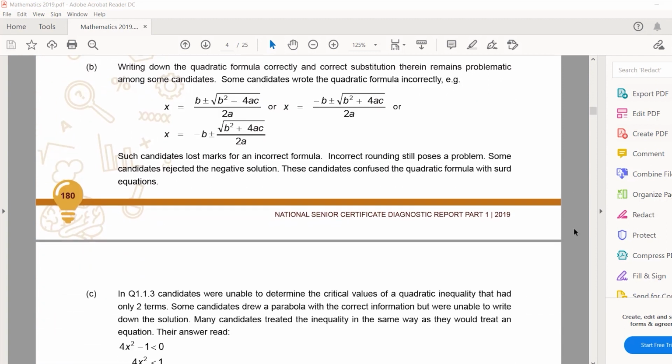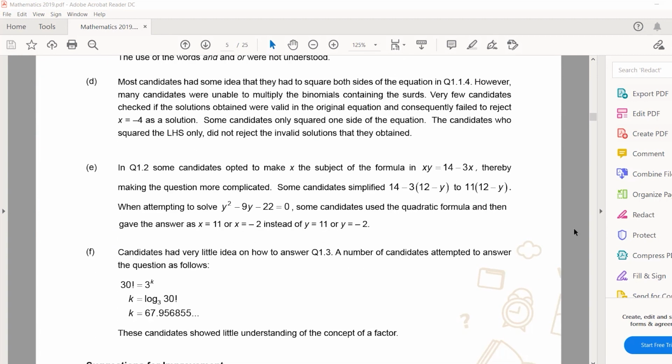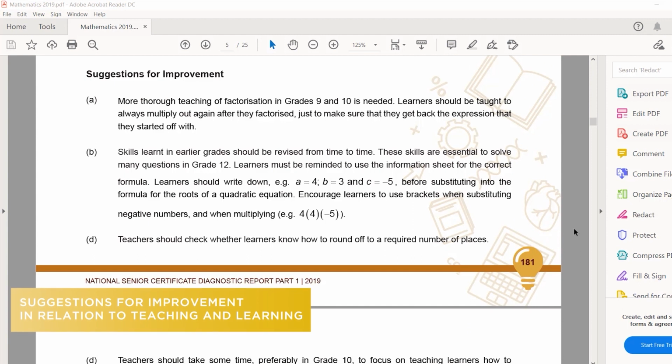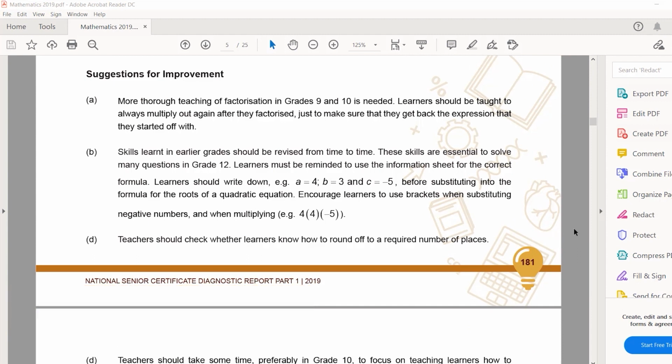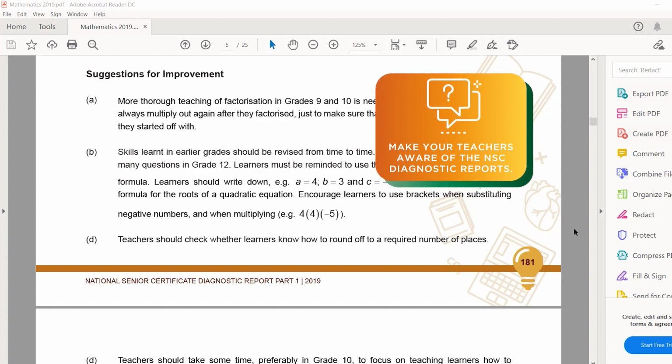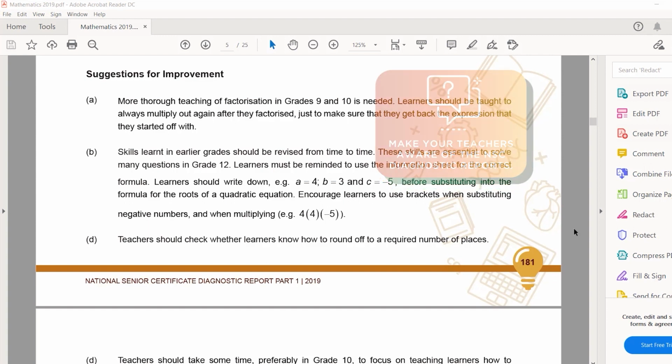The second part of each question's analysis provides suggestions for improvement in relation to teaching and learning in the subject. This information would be beneficial for your teacher because valuable points of advice are provided regarding content and methodologies for teaching challenging topics more effectively. If your teachers are not aware of the NSC diagnostic reports, why not tell them about what you've seen today?